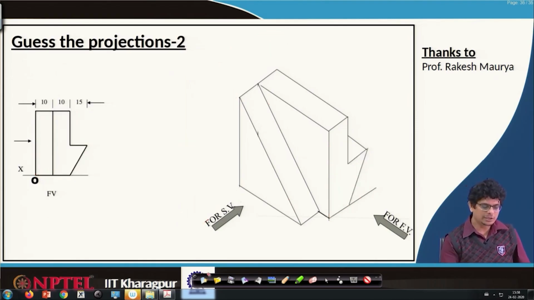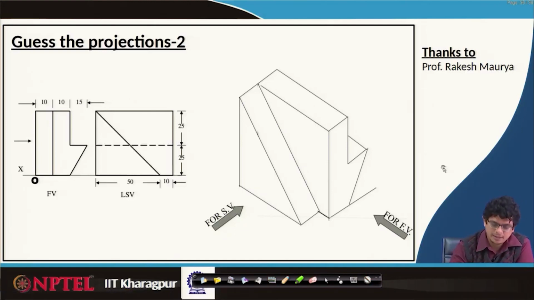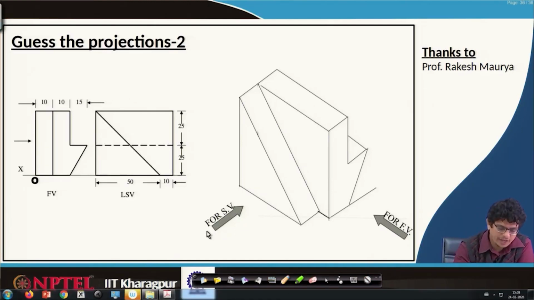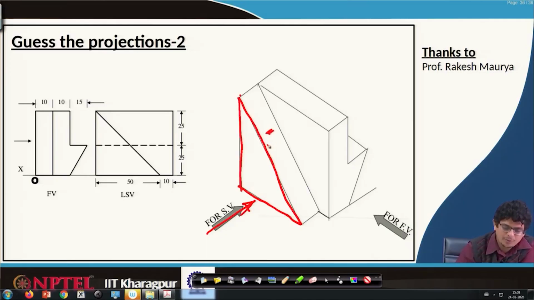Now, let us look at the side view. For side view, if we are observing from this direction, we see this bottom triangular portion, this entire thing is mapped onto that region. So, the triangular portion will be that.